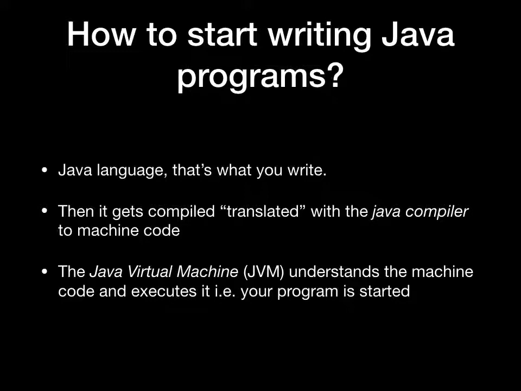Then there are two other steps, which are called the compilation or the translation phase. That's done through a Java compiler, and what the Java compiler will do is create machine code that is understood by another program called the Java virtual machine. And the Java virtual machine is basically the environment where your code is executed and where your program is started.